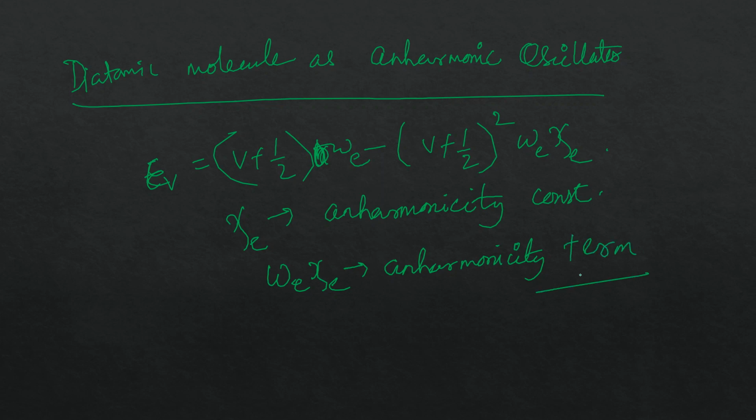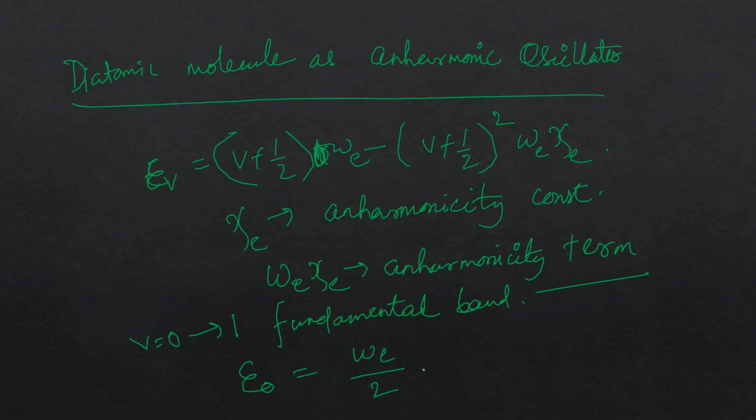Alright. So you can do one thing. You can put the values, for example, 0 to 1. This is called what? Fundamental band. So first, E0 is how much? ω_e by 2 minus 1 by 4 ω_e χ_e. E1 will be what? 3 by 2 ω_e minus 9 by 4 ω_e χ_e.